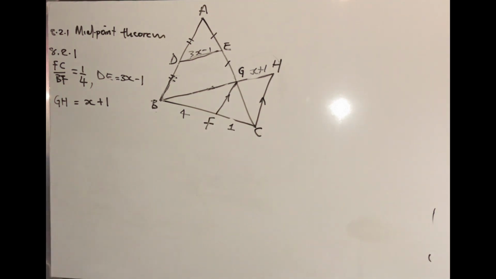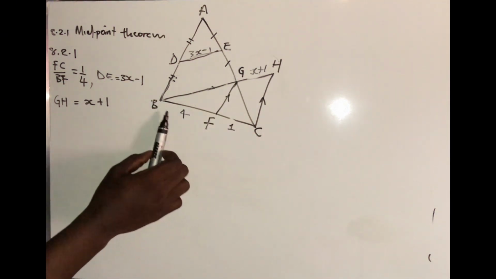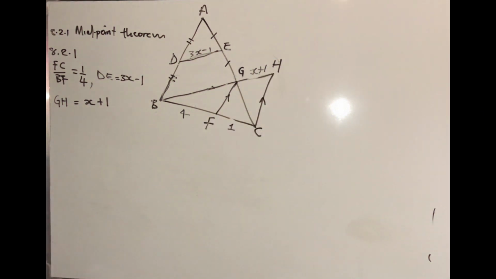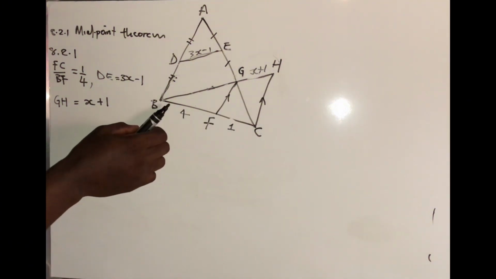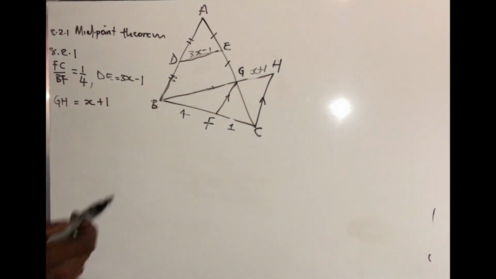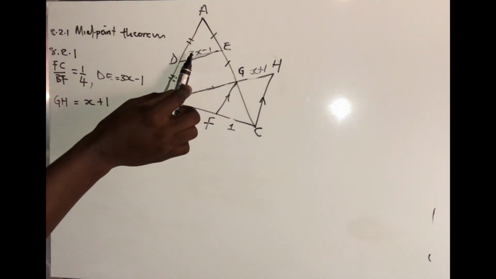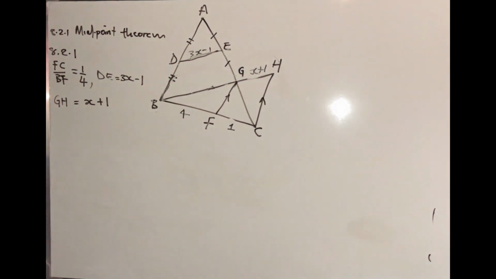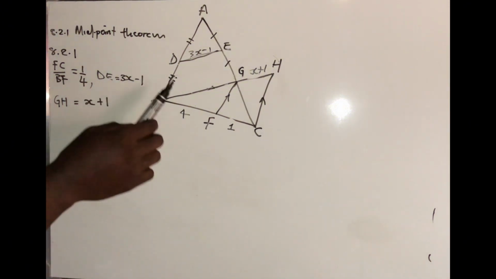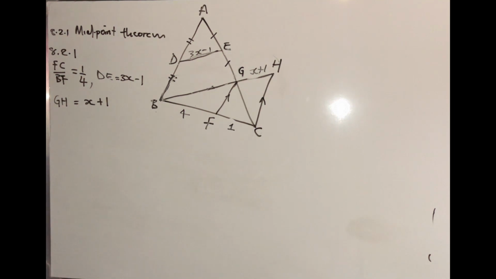When we look carefully at this side, that's missing, because we have this one to be 4, we have this one to be 1, and this one to be x plus 1, but this one is missing. If we look carefully at the one that's missing, it's actually in this triangle and the other triangle. So let's use this information to find the value of this one. You remember we said the reason why this line is parallel to this one is because of the midpoint theorem.